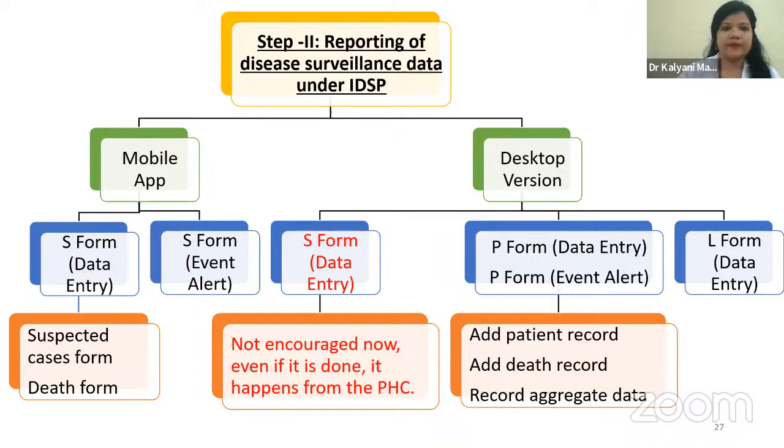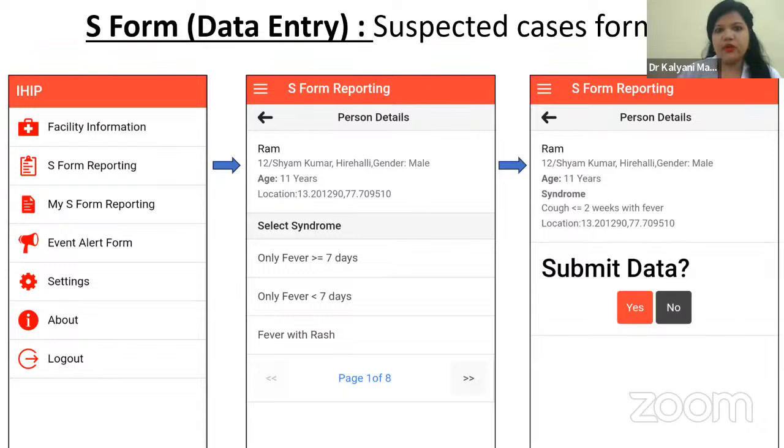This is the mobile version of S-form, which is the suspected case form from the subcenters. After login, the ANM fills in the details like the name, age, location, and whether there is any case with respect to the syndromes listed in the IDSP. It has 8 pages for syndromes, and each page has 3 syndromes. And once all the details seem to be correct, then the ANM clicks on the yes button to submit the data of the case.